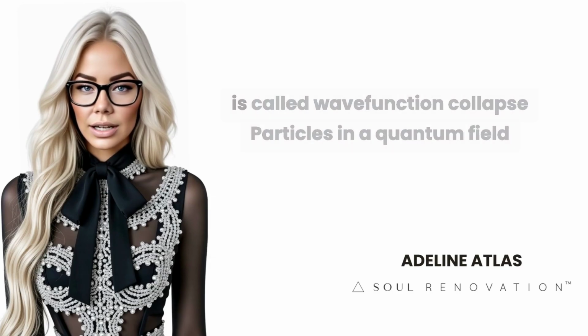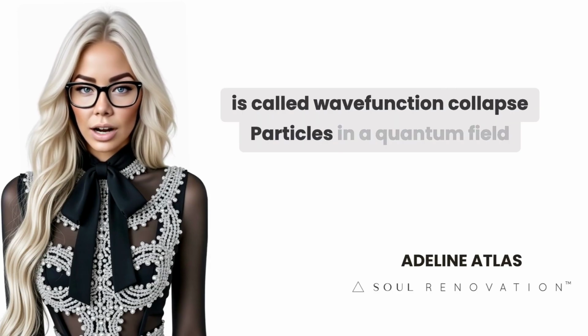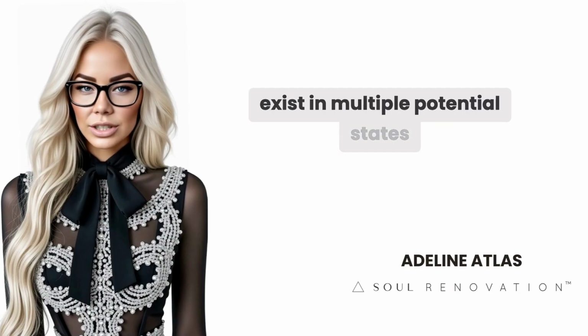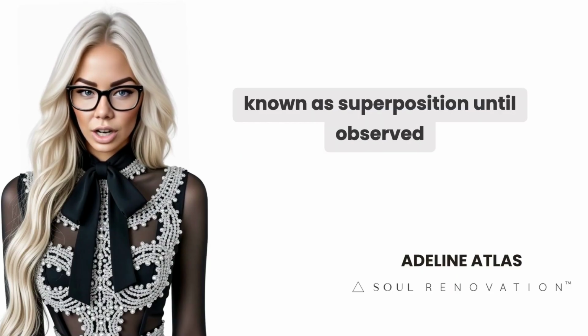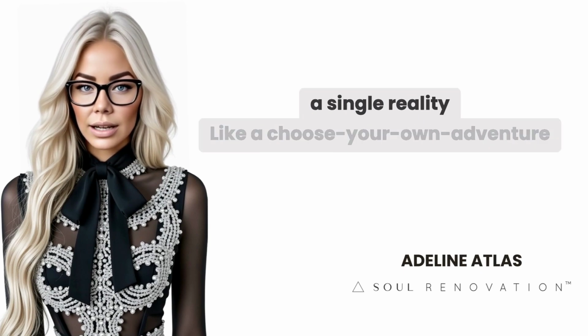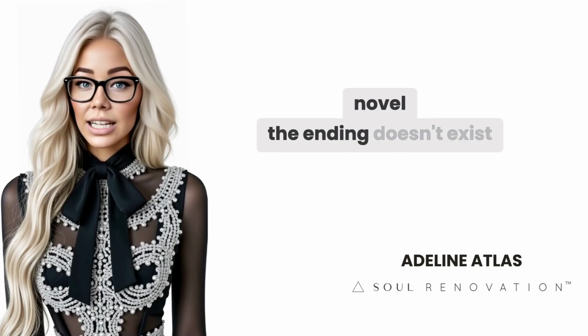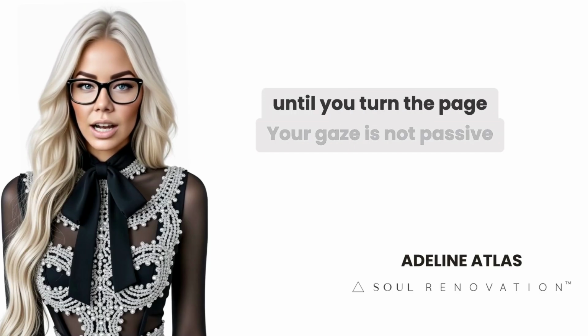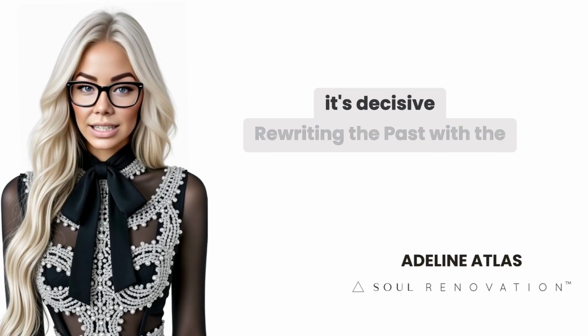This quantum phenomenon is called wave function collapse. Particles in a quantum field exist in multiple potential states, known as superposition, until observed. Observation collapses this field of probabilities into a single reality. Like a choose-your-own-adventure novel, the ending doesn't exist until you turn the page. Your gaze is not passive, it's decisive.